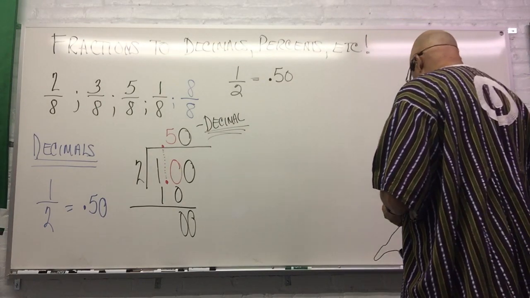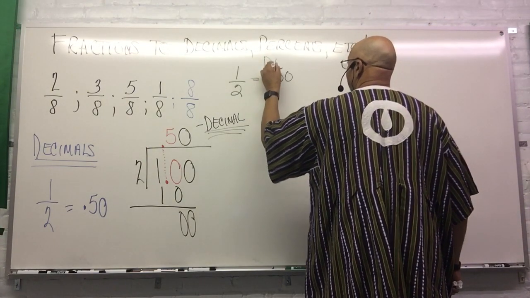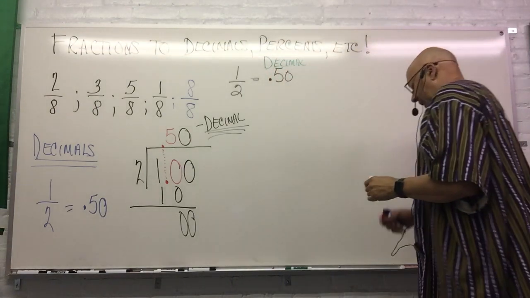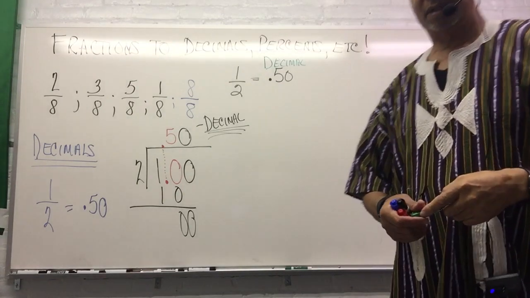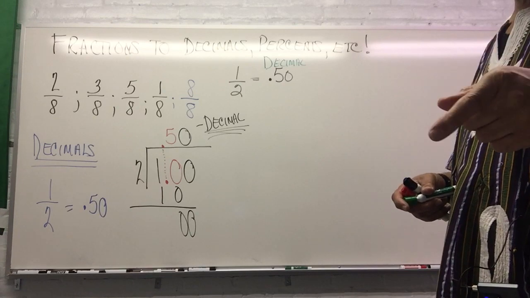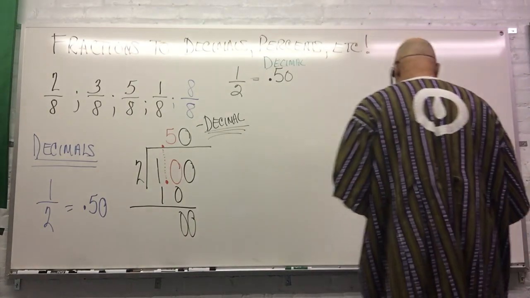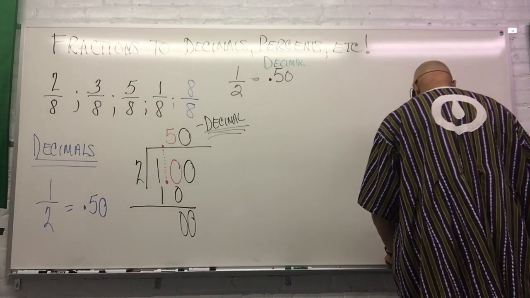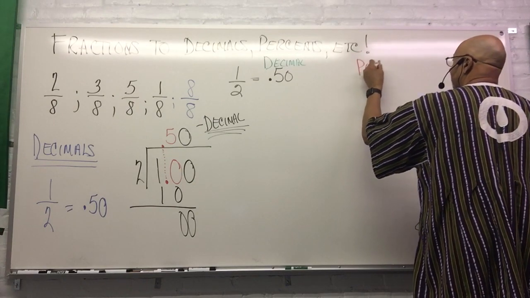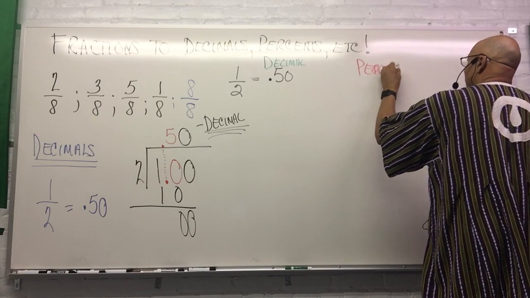And if you were right here, I'd ask you, how would you describe what this is? You would tell me that is a decimal. Now, we often want to change a decimal into a percent. So we can change this 0.50 into a percent, which is what we would like to do in lots of ways. So I'm going to say percent. P-E-R-C-E-N-T.